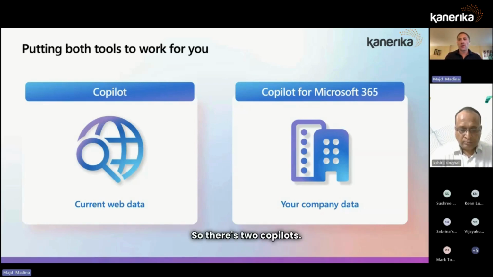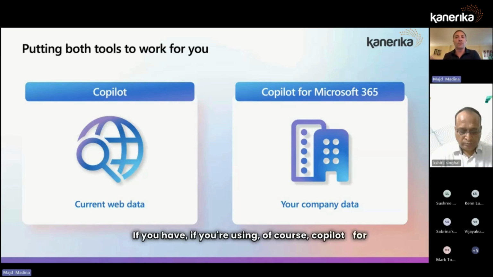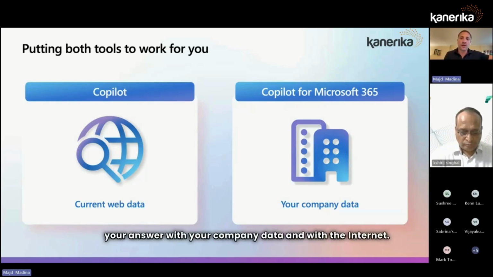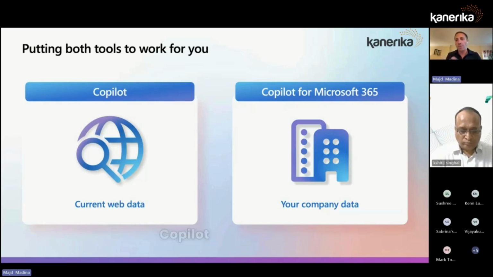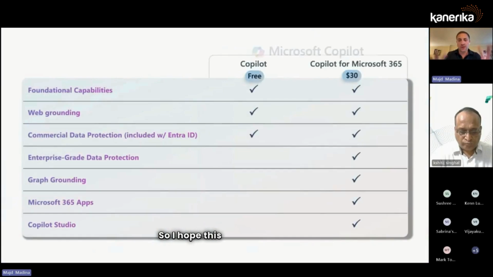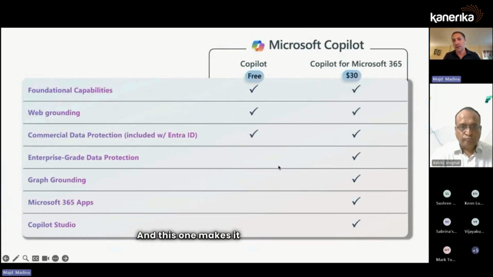So there's two Copilots. If you're using Copilot for M365, you can also activate the web plugin, which will basically use the web Copilot to also match your answer with your company data and with the internet. But that is just an option. Copilot for Microsoft 365, the main difference is that this is the Copilot for your Microsoft M365 environment only, right? So I hope this clarifies the difference, and this one goes a little bit deeper.